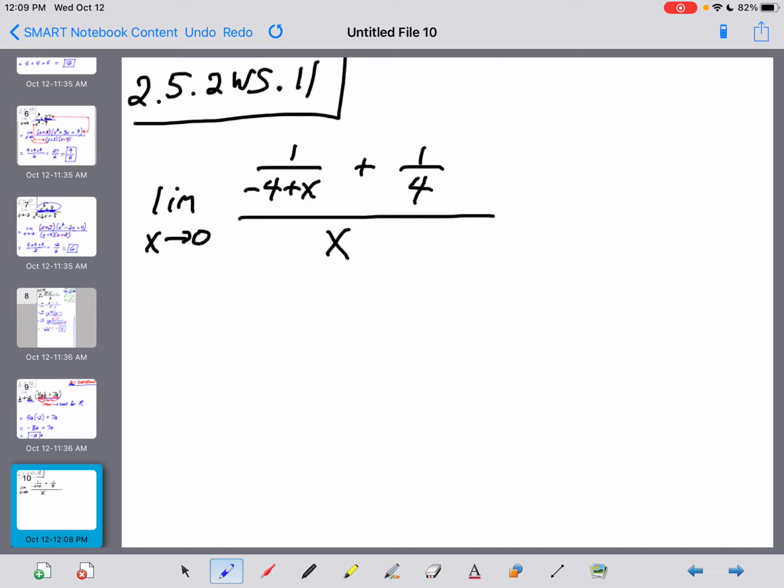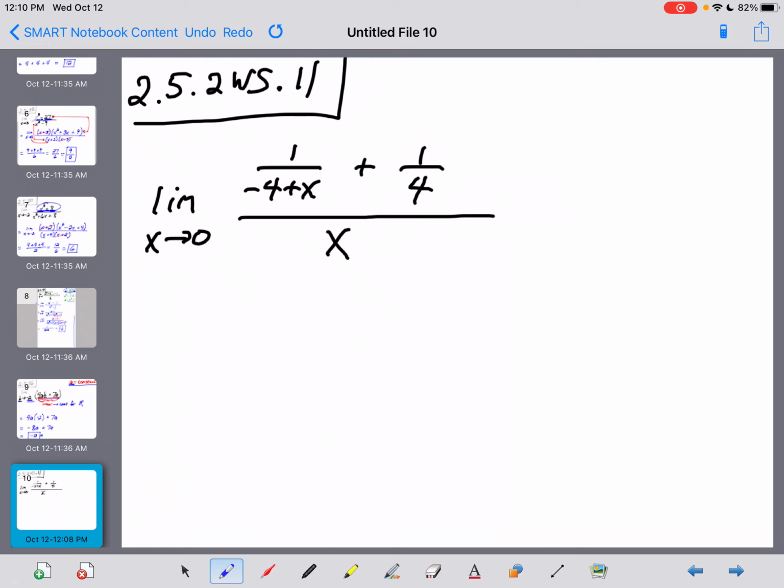Okay, this question comes from the 2.5.2 worksheet, so the second worksheet I gave you in 2.5, problem number 11. Our directions right here are just to evaluate this limit, and we're not going to graph this one. We didn't do one like this in the notes on 2.5, so a good question to ask.